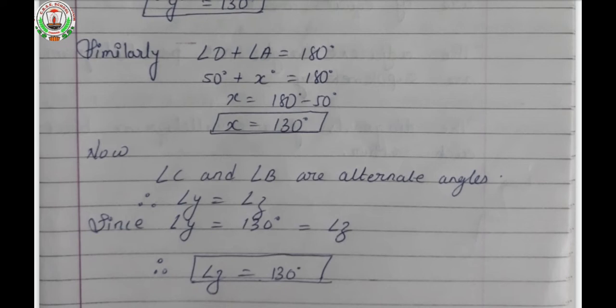Angle C and angle B are very clearly alternate angles, isn't it? You can see the figure. By seeing the figure, it is very clear that angle B and angle C are alternate angles. And as we know, alternate angles are equal. Therefore, angle C will be equal to angle B. That means angle C is Y and angle B is Z, isn't it?